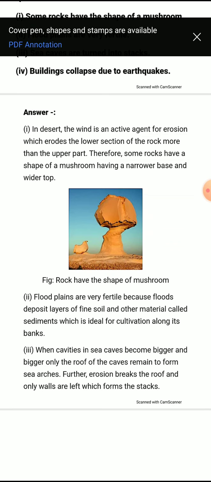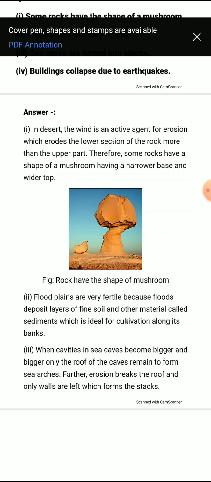Next point is about the third question. What is the third question, students? Sea caves are turned into stacks. Why are sea caves turned into stacks? What have we done regarding this? We have done that when the sea waves strike against rocks again and again, there are three types of formations we have talked about. First sea cave, then sea arch, then stack. Okay, now we are talking about stack.